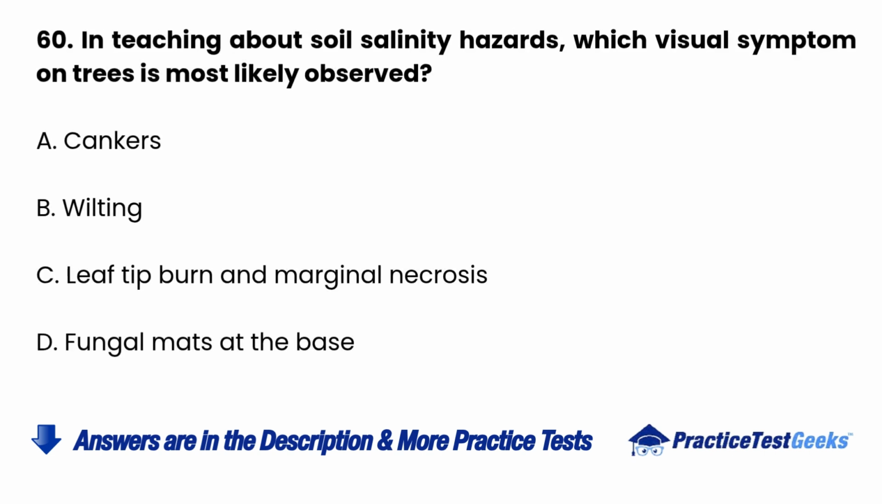60. In teaching about soil salinity hazards, which visual symptom on trees is most likely observed? A. Cankers. B. Wilting. C. Leaf tip burn and marginal necrosis. D. Fungal mats at the base.